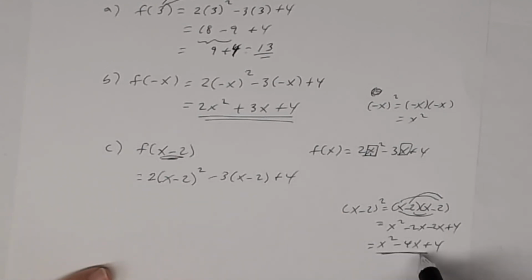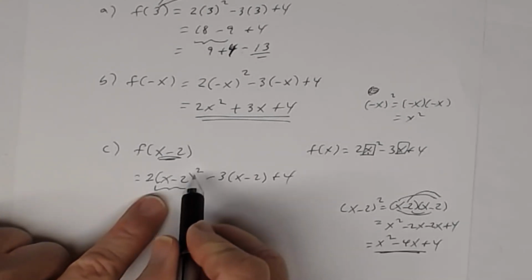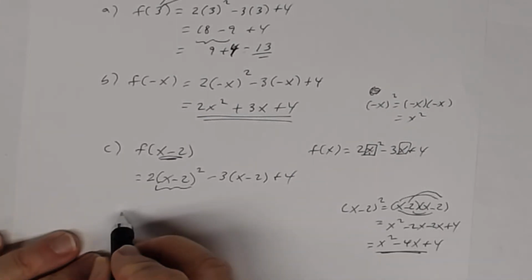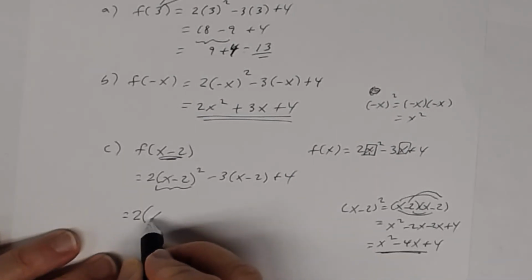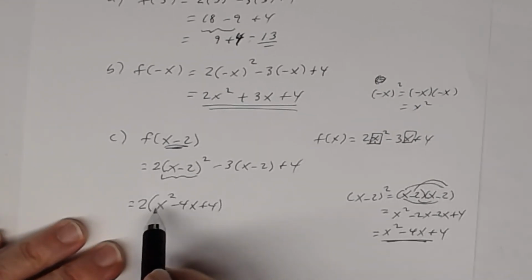Now this right here is only this. So be careful, it's only this. But remember, this is this, right? But that's being multiplied by 2. So you got to write it like this: 2 times x squared minus 4x plus 4. Make sure you put that in parentheses, because all of these terms have to be multiplied by 2.